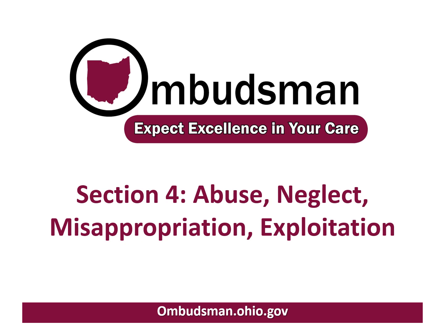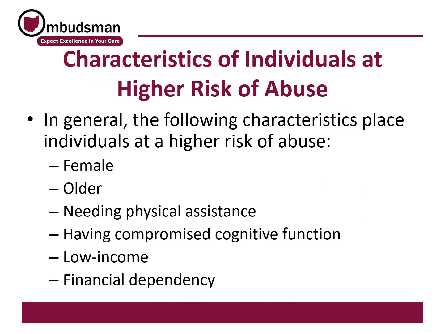Section 4, we're going to talk about abuse, neglect, misappropriation, and exploitation. So as you can imagine, the individuals at the highest risk for abuse, as described on this slide, are the same people that we encounter in long-term care facilities. In general, the following characteristics do place these individuals at a higher risk of abuse. That includes females who are older, people who need physical assistance, people who have compromised cognitive function, people who are low income, and have financial dependency.